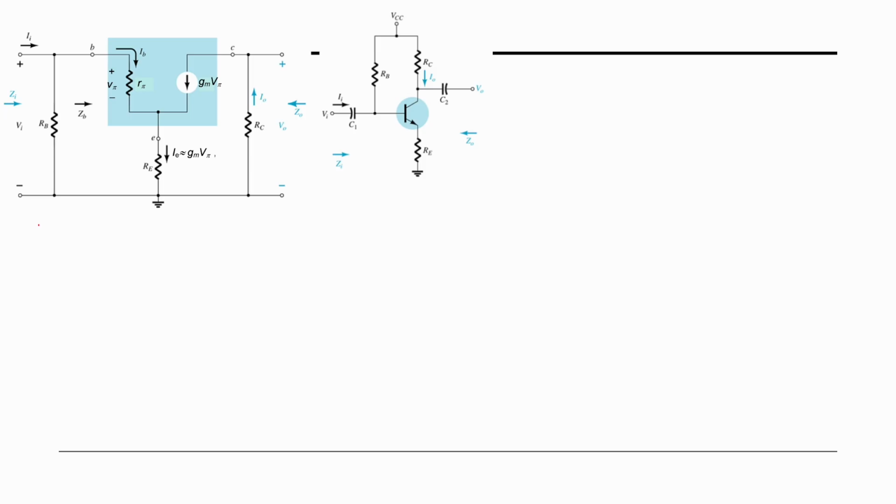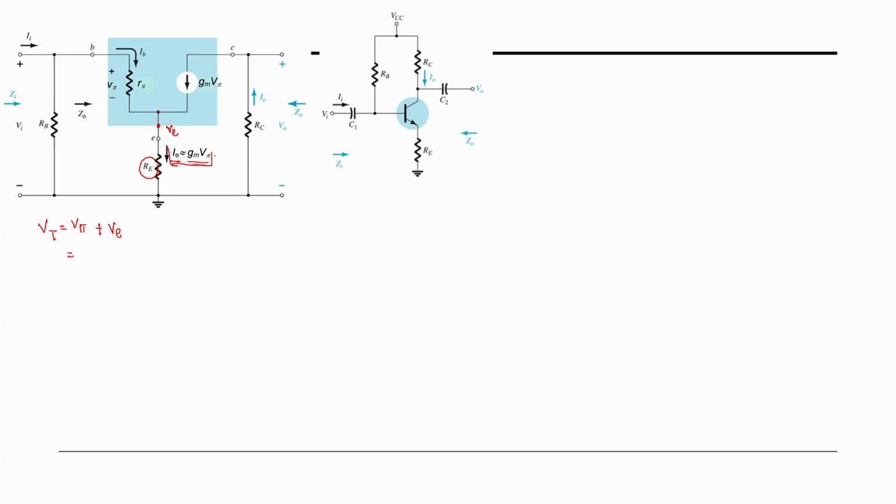This is a little bit longer calculation. We have VT, a new voltage, the total voltage here, which is V pi plus VE. What is VE? This is our VE. How do we find VE? VE is equal to IE times RE. What is our IE? IE is gm V pi.